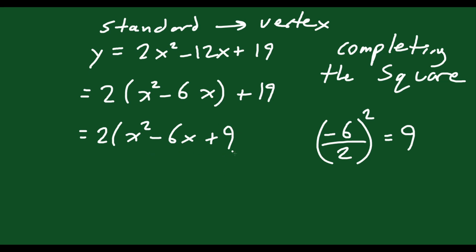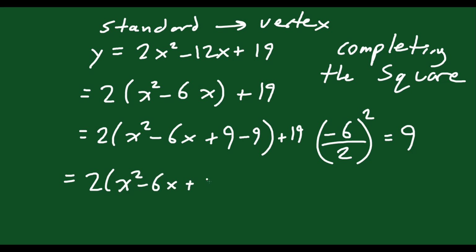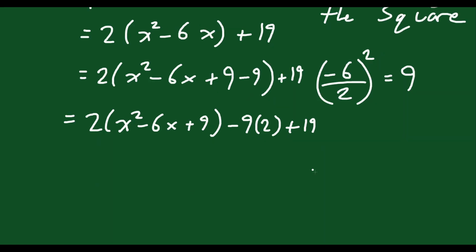Now, the problem is, though, you're not allowed to just add numbers willy-nilly wherever you want. So if you add 9, you also got to subtract 9. And then you still have a 19 here. Now, for the next step, I have to get rid of that negative 9 so that I just have that trinomial. And I'm going to do that by bringing it outside the bracket. Issue being, though, that when I remove it from the bracket, it's not just negative 9 anymore. Because when it was in the bracket, it was actually multiplied by 2. Right? Because everything in the bracket is being multiplied by 2. So when I take it out, bring it to the outside, I have to bring that 2 with it. So it's minus 9 times 2. And then my plus 19 is, of course, still there on the end.